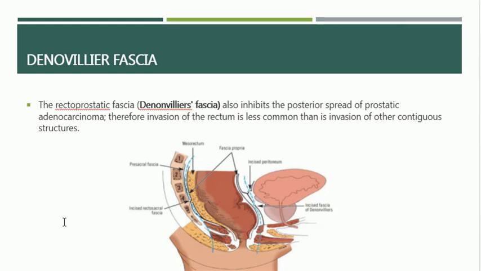Therefore, invasion of the rectum is less common than invasion of other contiguous structures because of this fascia of Denonvilliers. Here you can see the cut, incised fascia. On this sagittal section, you can see this cut here. It is between the prostate and the urinary bladder in front, and the rectum behind this fascia of Denonvilliers.